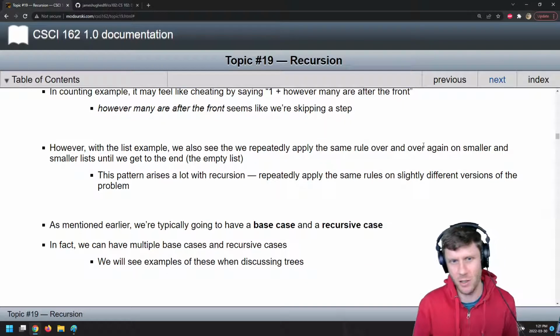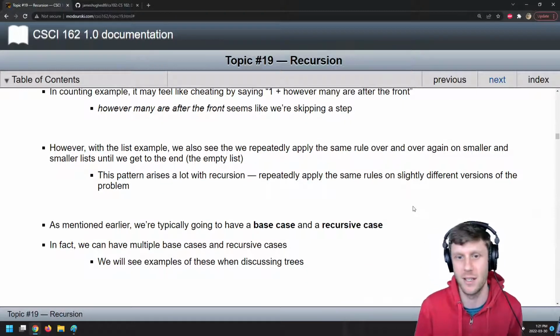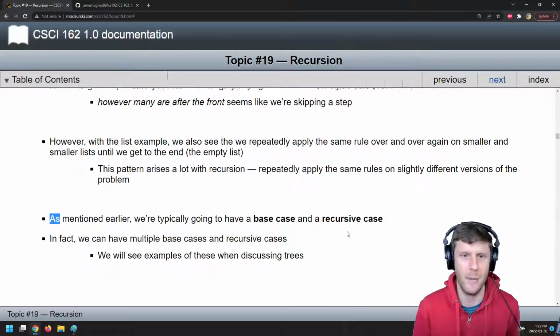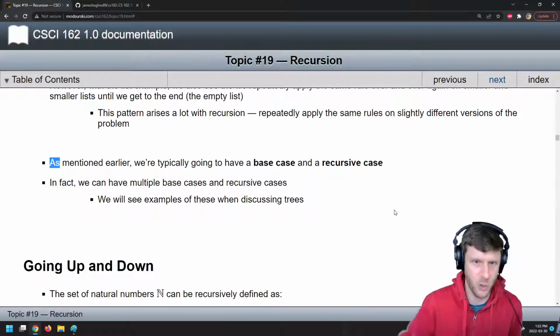So as mentioned earlier, we're typically going to have a base case and a recursive case, and at least one recursive case, and at least one base case. There could be multiple. And we'll see an example of this when using trees a little later.